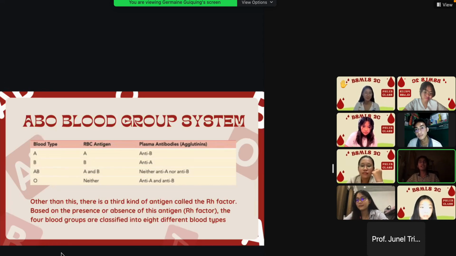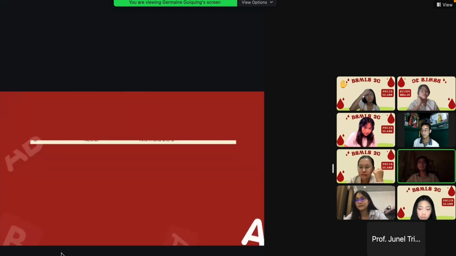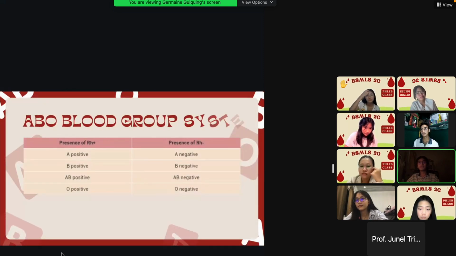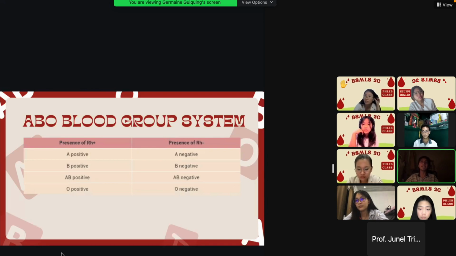So other than this, there is a third kind of antigen called the RH factor. So based on the presence or absence of this antigen, the 4 blood groups are classified into 8 different blood types. Next slide. So these are now your presence of RH positive, A positive, B positive, AB positive, O positive, and presence of RH negative naman, A negative, B negative, AB negative, and O negative. Next slide.